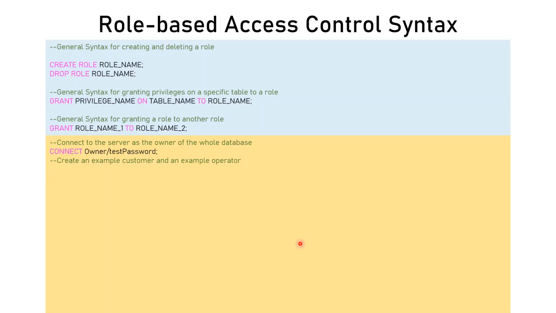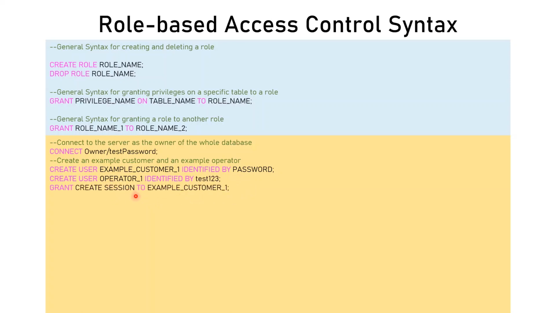So we will be creating users using the syntax that we have learned in our first lab. So we have created a user with the name example customer 1, and his password is password, and we have created another user whose name is operator 1, and his password is test123. So after creating these two users, we need to give them the create session permission so that they can log in to the database. If you remember, if we do not grant this specific create session permission to our users, they will not be able to log in to the database.